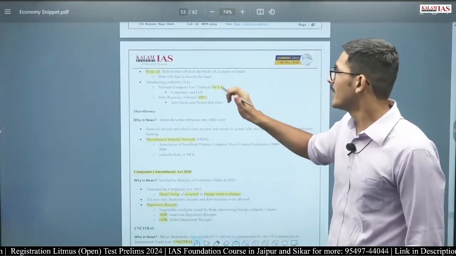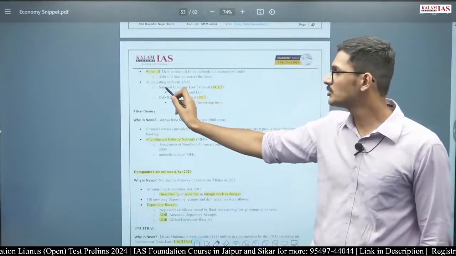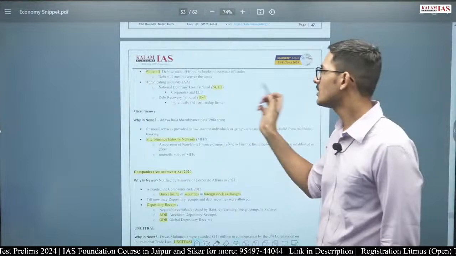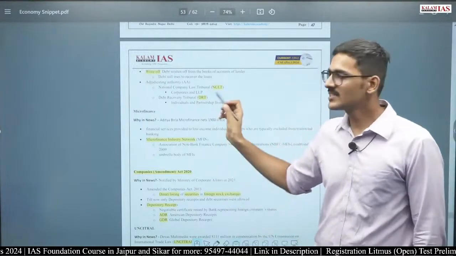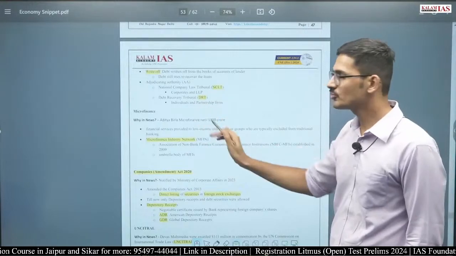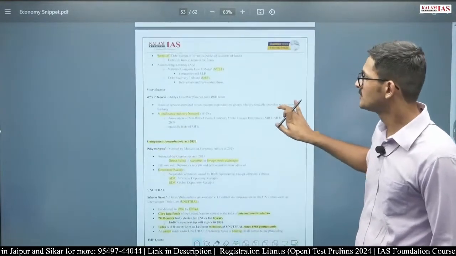Adjudicating authority: there are two adjudicating authorities in the IBC. One is NCLT, another is DRT, National Company Law Tribunal and DRT. NCLT deals with corporates and limited liability partnerships. DRT deals with individuals and partnership firms.